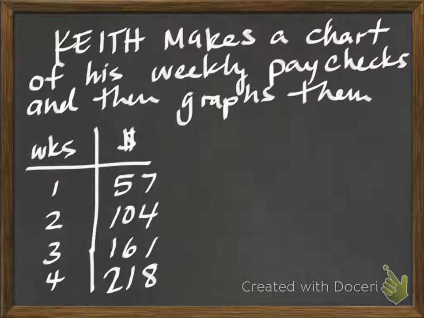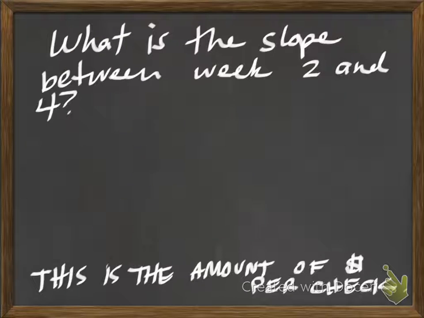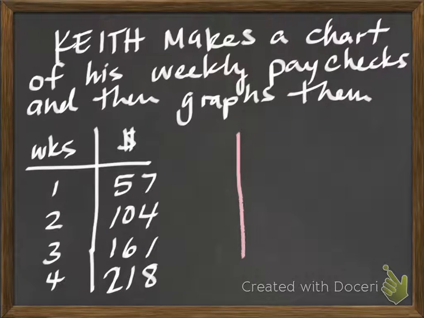Here's our friend Keith. We looked at him last video. He was adding up his wages from his hourly rate. And now, instead of looking at hours, he's looking at weeks. So let's see. He's going to make a chart. He already did that. And he could graph them. We're going to find what's the slope between week 2 and 4 once we graph it. So let's sketch a graph real quick.